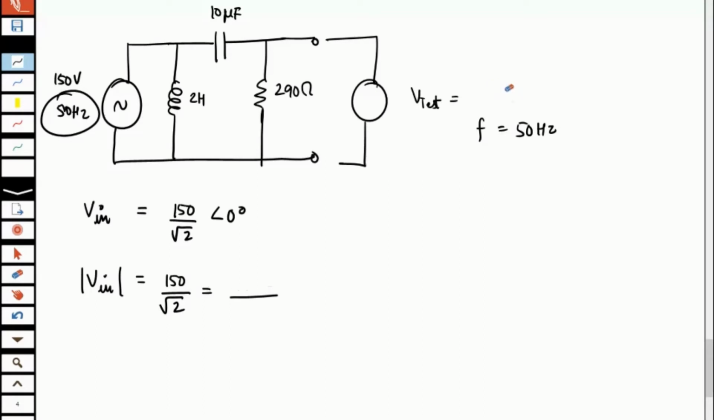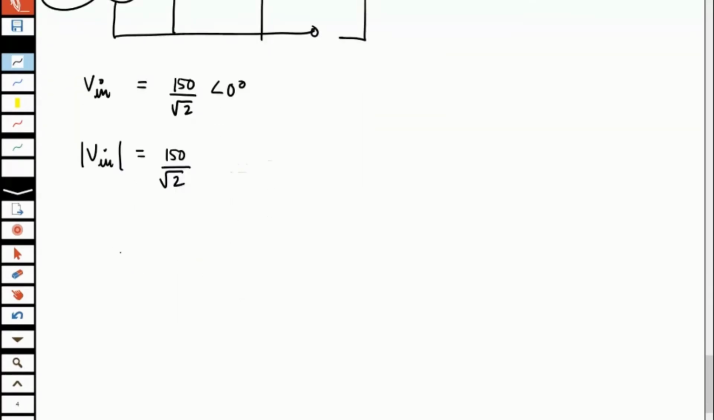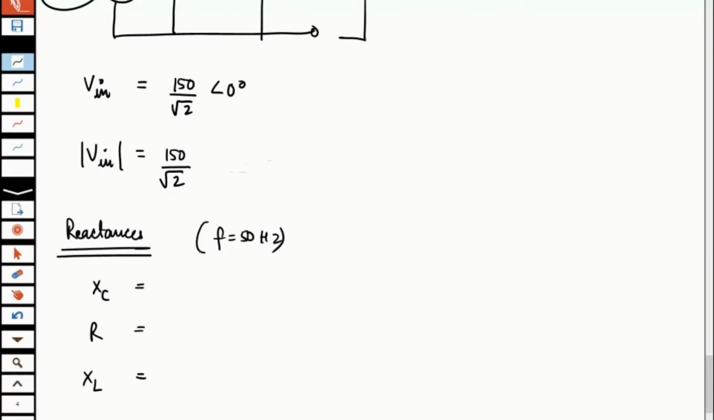Okay, so frequency is 50 hertz only. Understand that for the second case, you should write down the values of the reactances. Even in the first stage itself, because frequency is 50 hertz, XC will be something, R will be something, XL will be something. So what are these values?